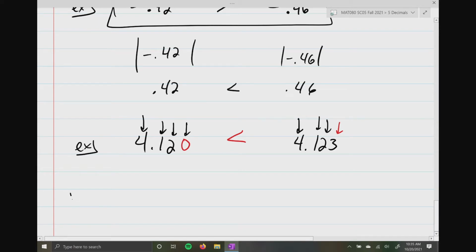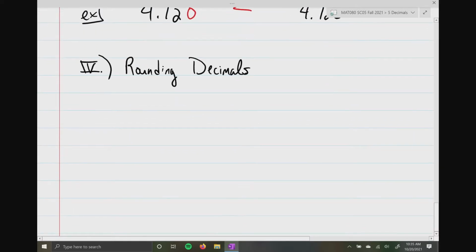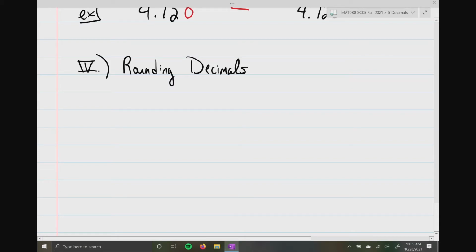So the last thing I want to talk about in this section, it's supposed to be a Roman numeral 4, is just rounding decimals. Now, rounding decimals is the same exact thing as what we learned all the way back in chapter 1 when you were rounding numbers. Step 1, underline the place value being rounded.